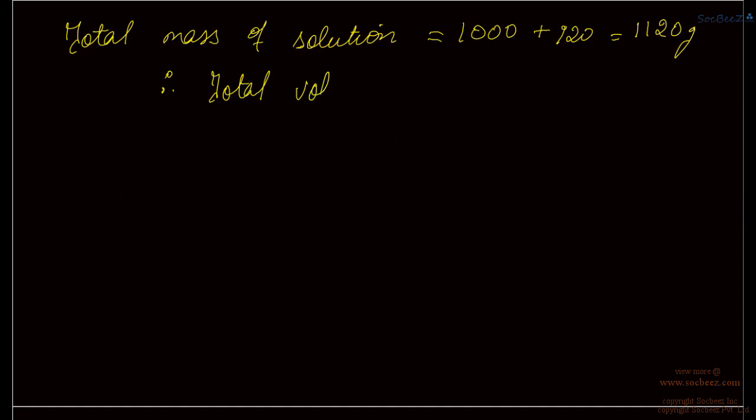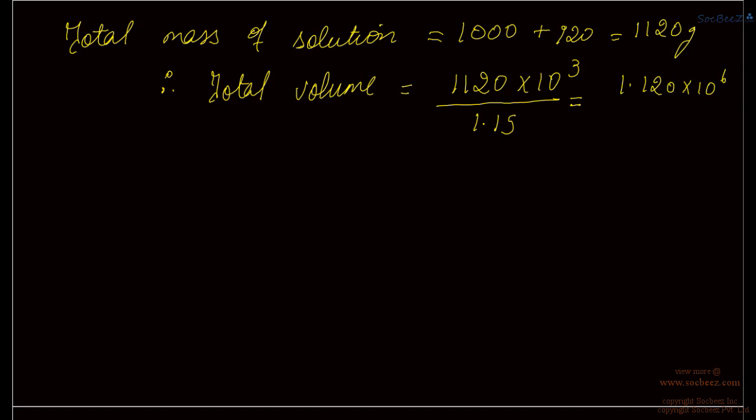Therefore, the total volume becomes 1120 into 10 raised to power 3 divided by the density. The density is 1.15 gram per milliliter. Okay, so from here we get the total volume as 1.120 into 10 raised to power 6 divided by 1.15.